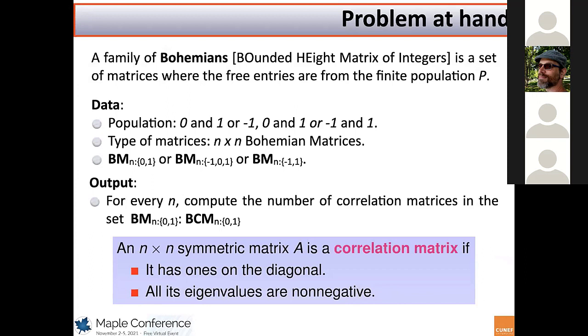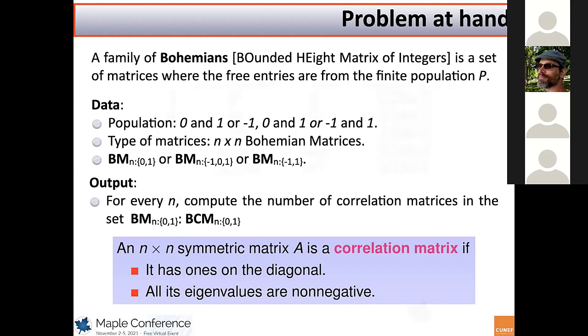The problem at hand, and I introduce myself as Nick Hagan, was just to determine the number of correlation matrices in the set, for example, of Bohemian matrices of dimension n, square matrices with entries in the set 0 and 1. Do not forget that a correlation matrix is a square symmetric matrix where we have only ones in the diagonal and where all the eigenvalues are non-negative.